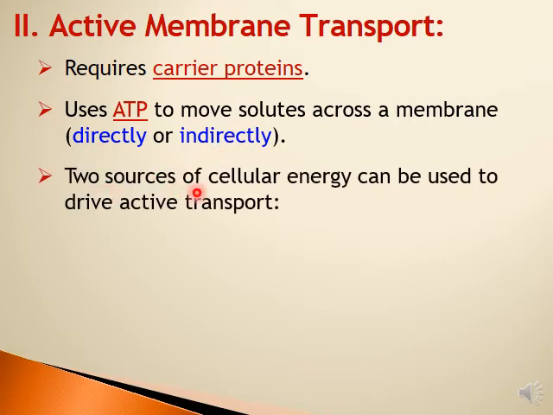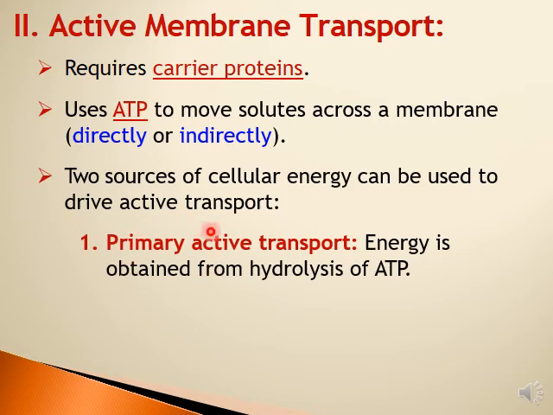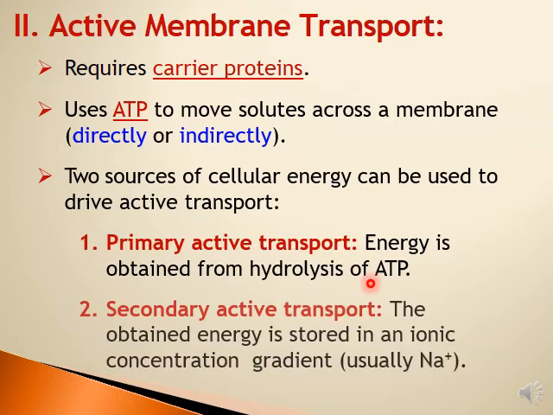We have two sources of cellular energy that can be used to drive the active transport. In the primary active transport, energy is obtained from the direct hydrolysis of ATP by the carrier protein. In the secondary active transport, the energy is obtained from the ionic concentration gradient that was created by the primary active transport. Which means that if the primary active transport fails, the secondary active transport will fail. So secondary active transport depends on the primary active transport. Without primary active transport, all the secondary active transport systems will fail.